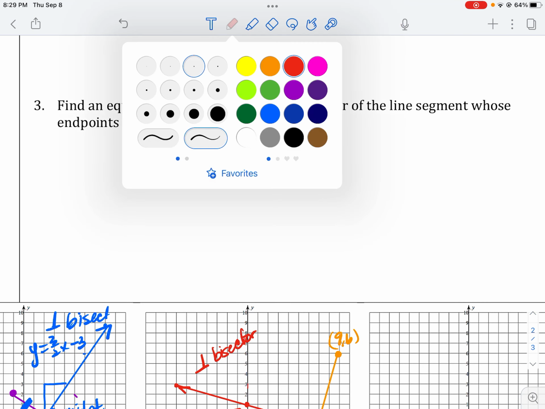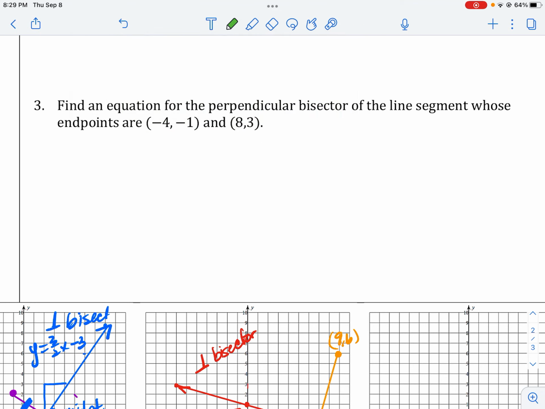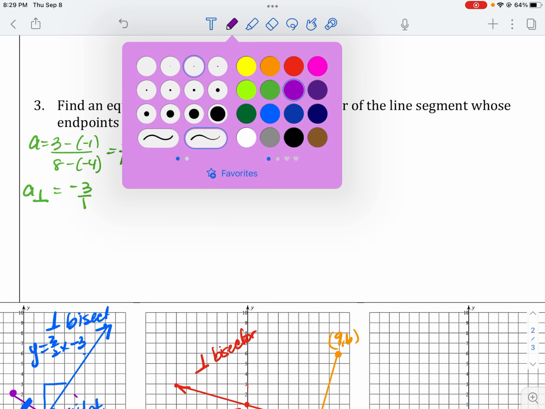This one we're going to do the same way with the formula like we did before. So first we're going to find the slope. That's 3 minus a negative 1 over 8 minus a negative 4. That's 4 over 12. That's 1 over 3. That means my perpendicular slope is negative 3. Then I have to find the midpoint.